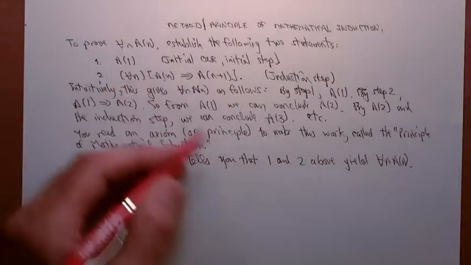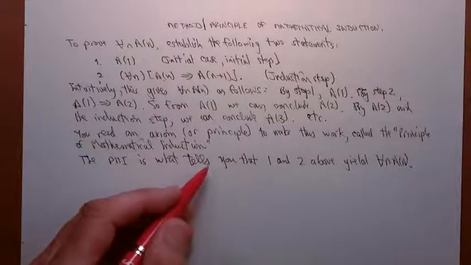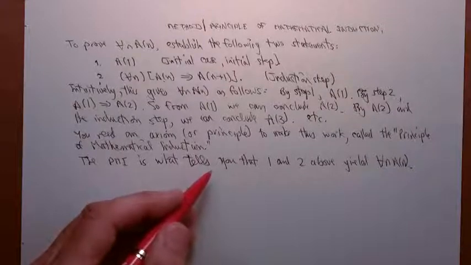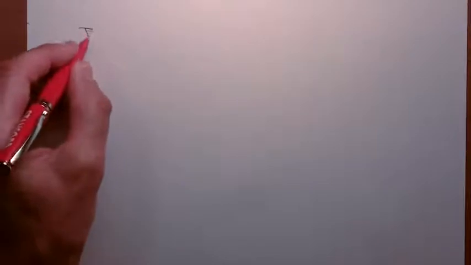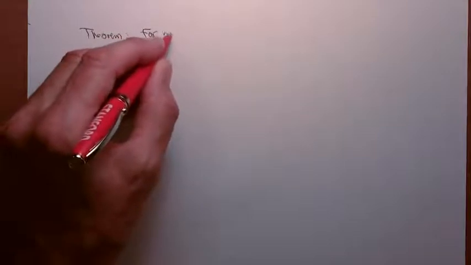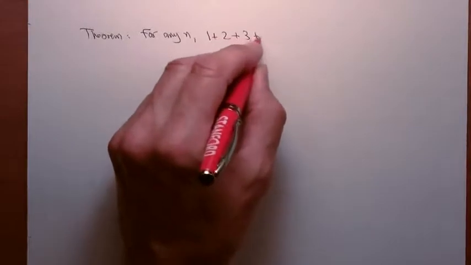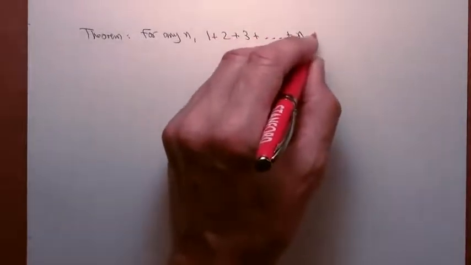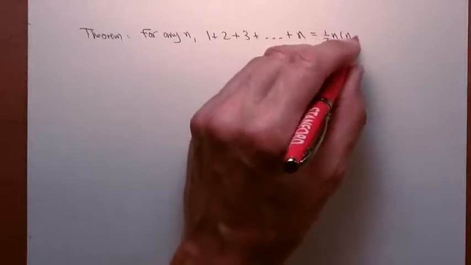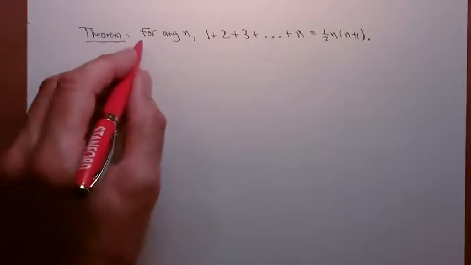Okay, now we have the method of induction laid out before us. I'll apply it in order to prove that identity that we looked at a moment ago about the sum of the first n natural numbers. So I'm going to prove a theorem now that for any natural number n, 1 plus 2 plus 3 plus and so on plus n is a half n times n plus 1. I'm calling it a theorem because I'm going to give a rigorous proof.